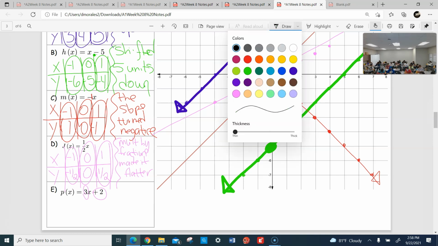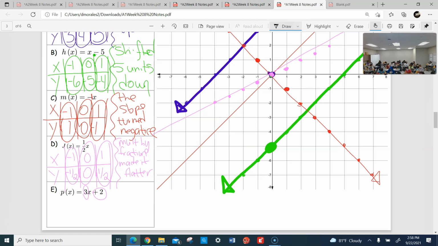Let's go regular black. And let's make our table again and check and see what we get. So x, y: -1, 0, +1. So now it's 3 times x plus 2. What's 3 times -1? -3. Plus 2 is positive 2, so -1. What's 3 times 0? 0, plus 2? And our final one, what's 3 times 1? Plus 2. Let's graph that bad boy and see what we get.